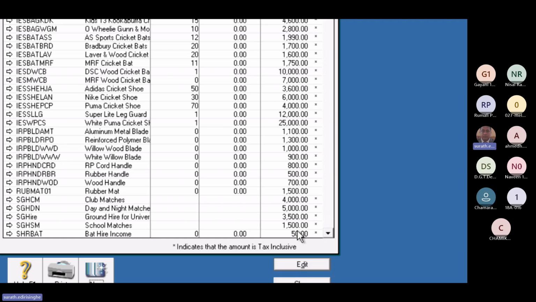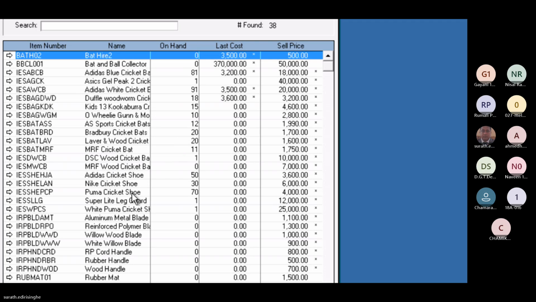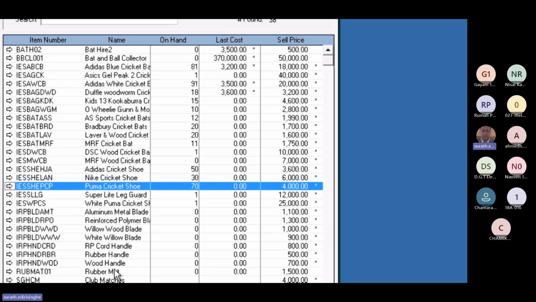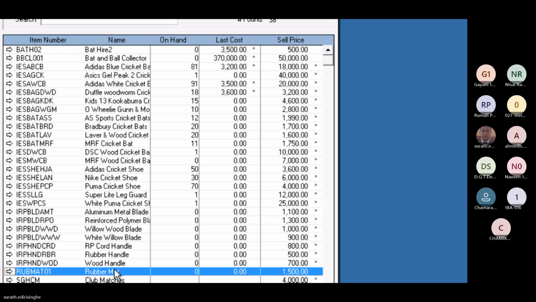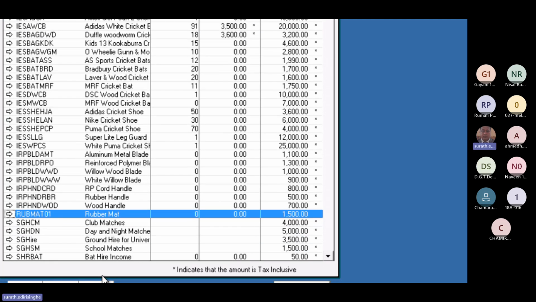Then set your rubber mat. Rubber mat. Zero quantity. Only selling price in 1,500. Right. Then recording on asset purchase.